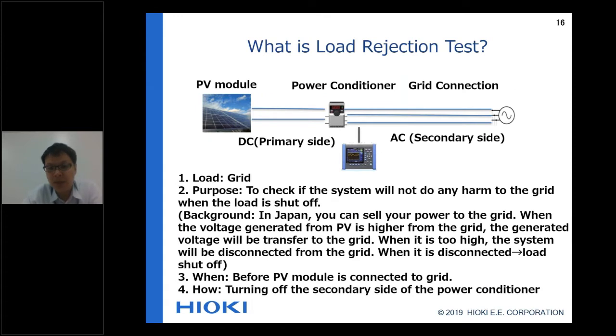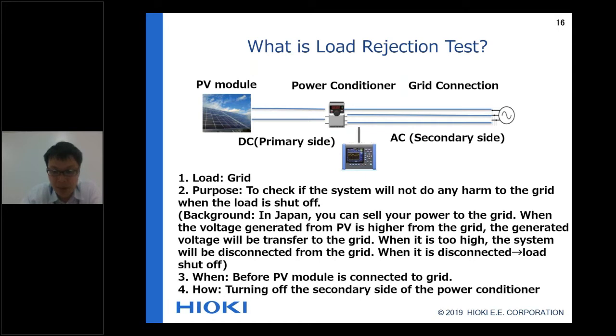Okay, firstly, what is the load rejection test? This is a PV module, this is a power conditioner, this is a grid connection, and the load is here. The purpose is to check that the system will not do any harm to the grid when the load is shut off.